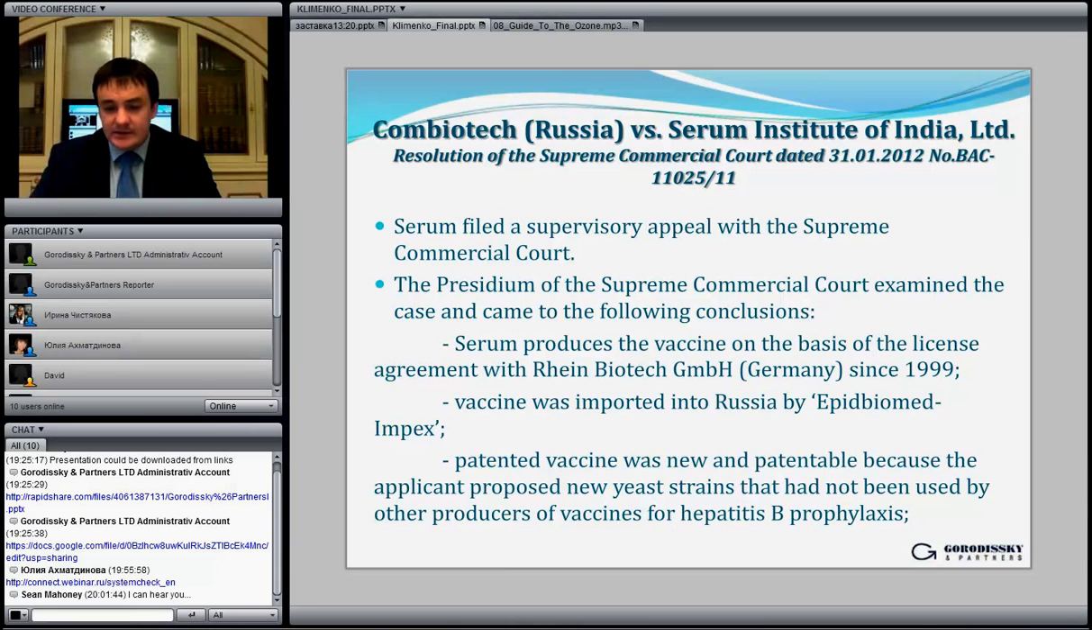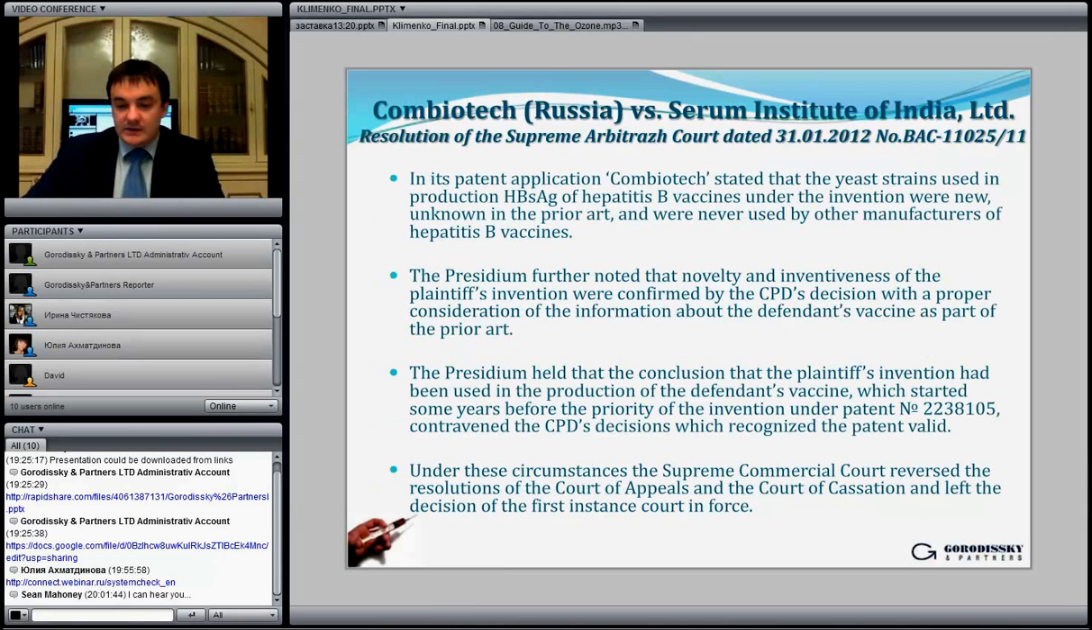into Russia. And finally, the patented vaccine was new and patentable because the applicant proposed new yeast strains that hadn't been used by other producers of vaccines. And besides, for the first time in the whole court practice, the Supreme Commercial Court looked into the patent files and noticed that in the patent application, the Russian company, the patent owner, clearly stated that the yeast strains used in the production of the vaccine under the invention were new, unknown in the prior art, and were never used by other producers of such vaccines. And besides, the novelty of the invention was confirmed by the decision of the Chamber of Patent Disputes, with consideration of information provided by the Indian company.